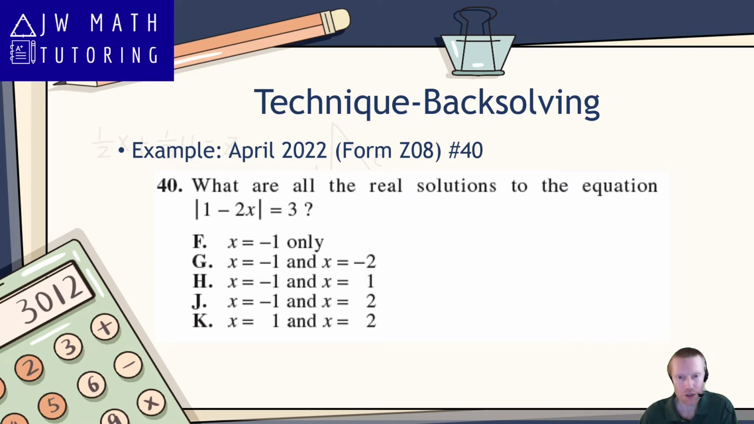So the traditional way you would solve this is you would technically set up two equations. So you have 1 minus 2x equals 3 and 1 minus 2x equals negative 3. And then you solve them each out and you get your two answers. However, we can solve this in a much quicker and easier manner by plugging in the answer choices and, in conjunction with that, using the graphing calculator.